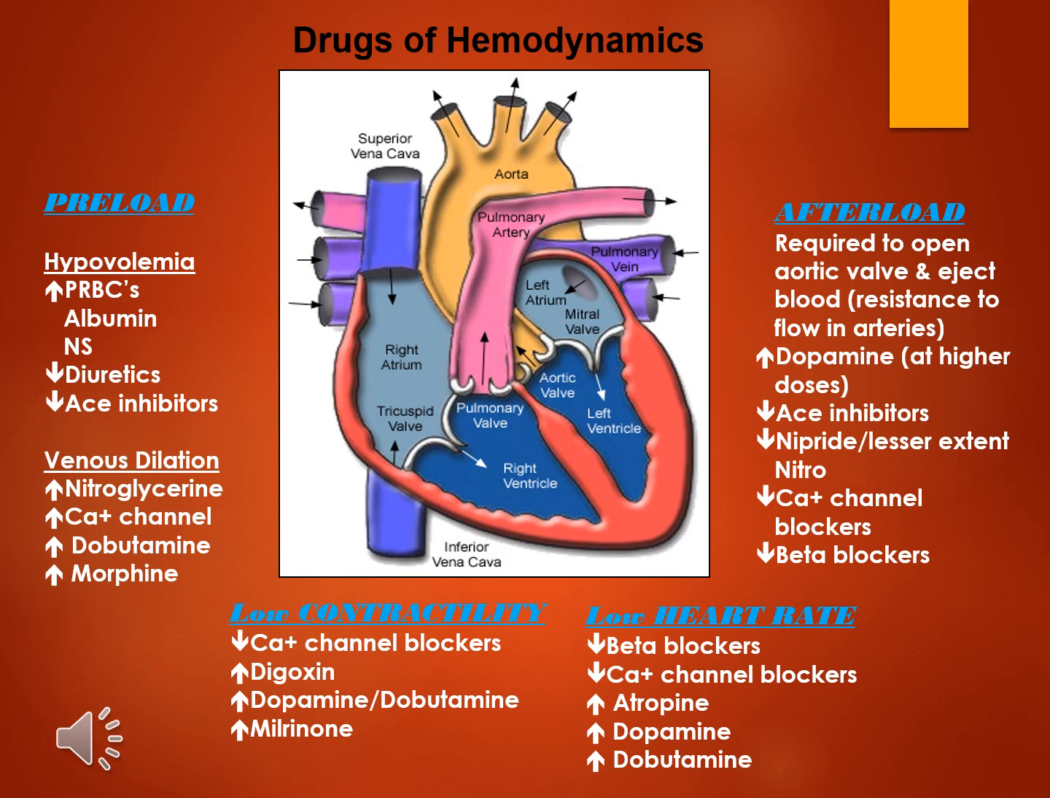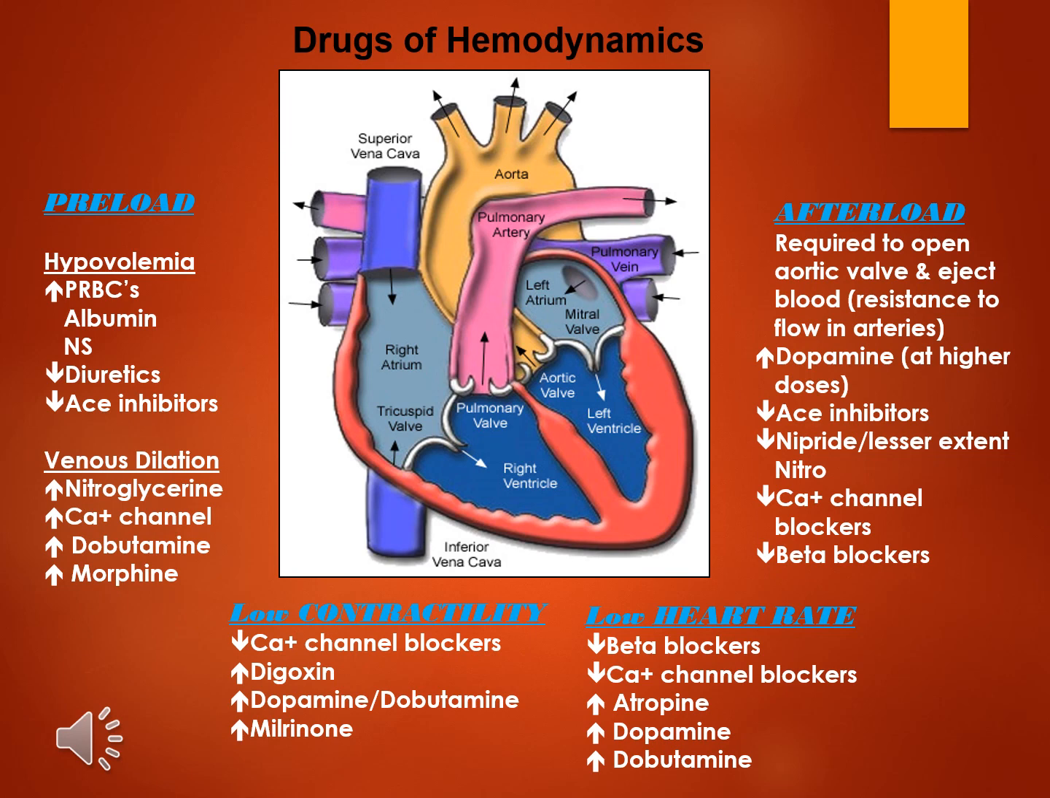If we have venous dilation, then we're going to be looking at things like increasing nitroglycerin and calcium channel blockers, dobutamine, and morphine. With low contractility, or the forcefulness of the heart contraction, we'll look at decreasing calcium channel blockers, increasing digoxin, which will actually help with contraction, increasing dopamine and dobutamine, and increasing milrinone. With low heart rate, we're going to look at decreasing beta blockers and calcium channel blockers and increasing atropine, dobutamine, and dopamine.